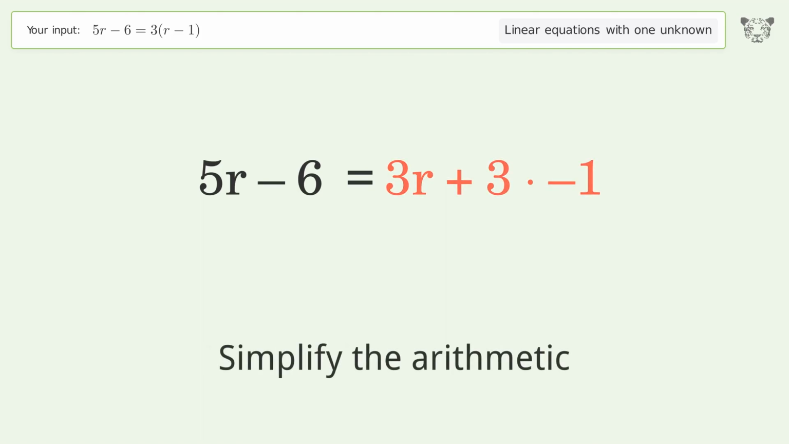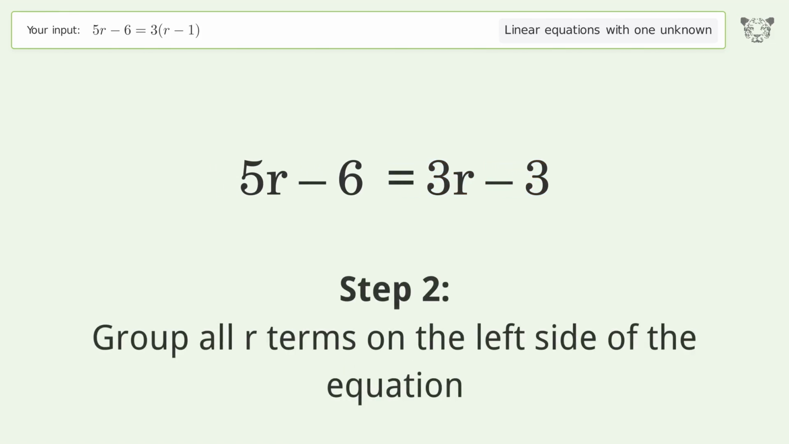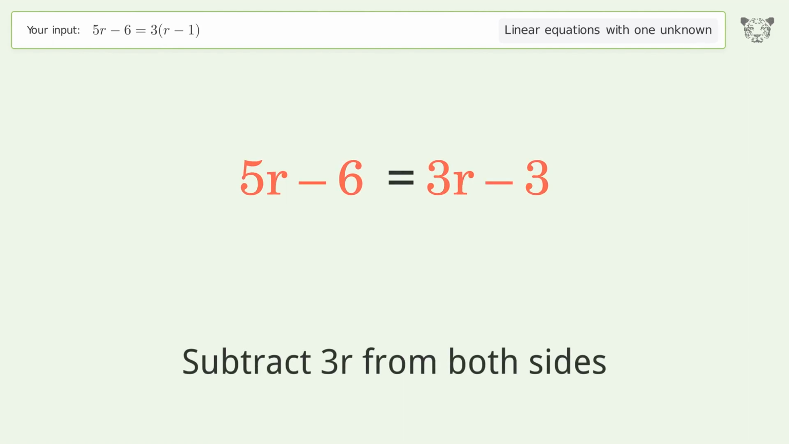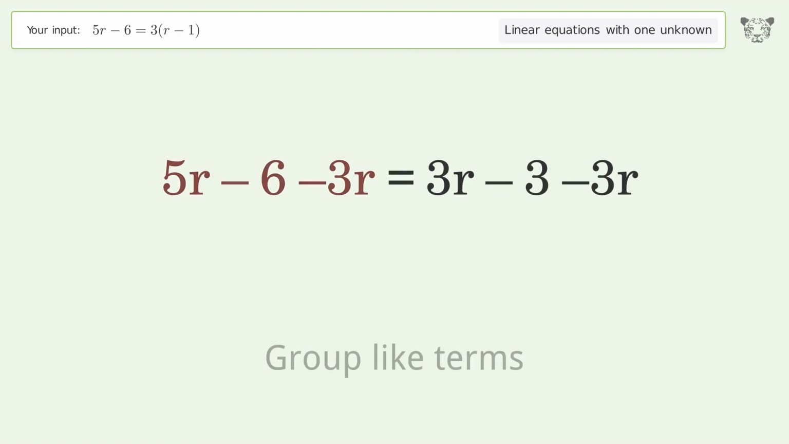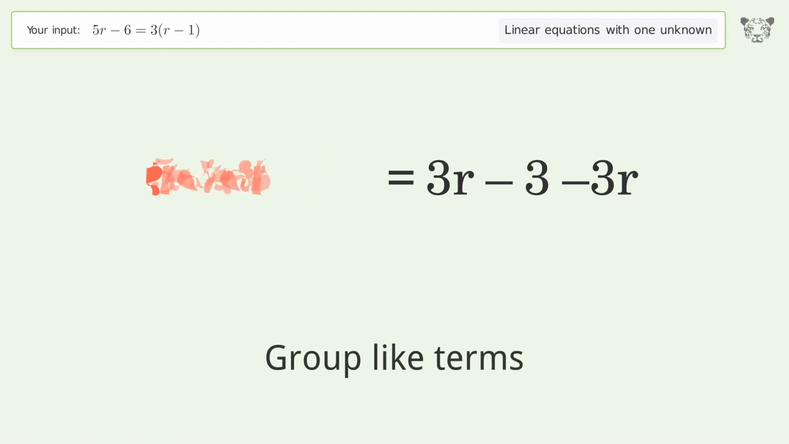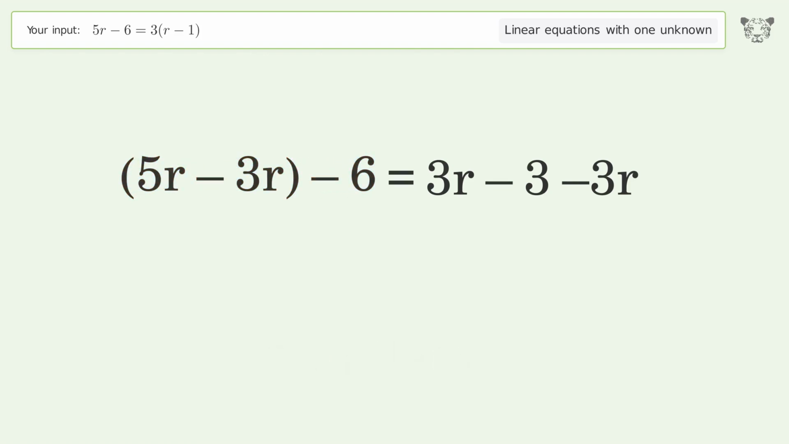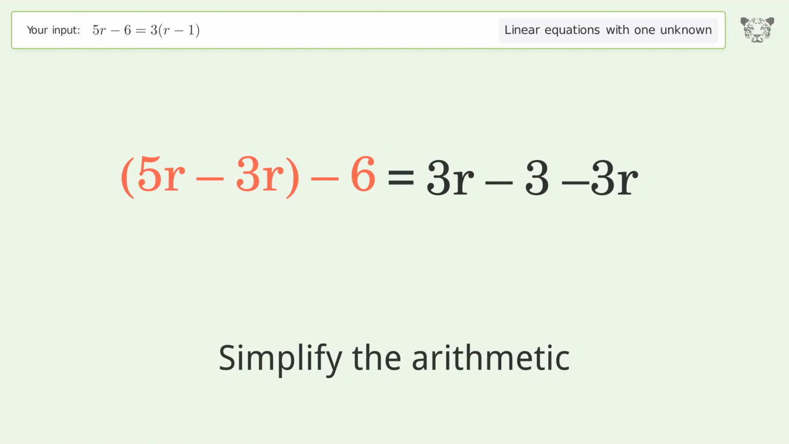Simplify the expression. Expand the parentheses. Simplify the arithmetic. Group all r terms on the left side of the equation. Subtract 3r from both sides. Group like terms. Simplify the arithmetic.